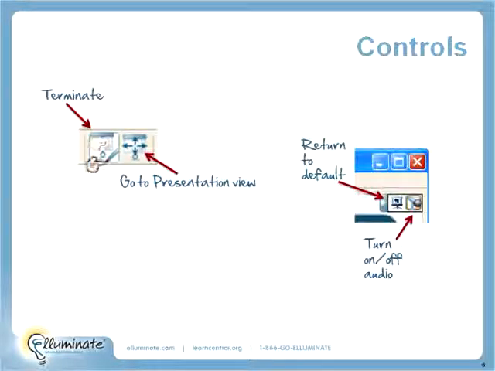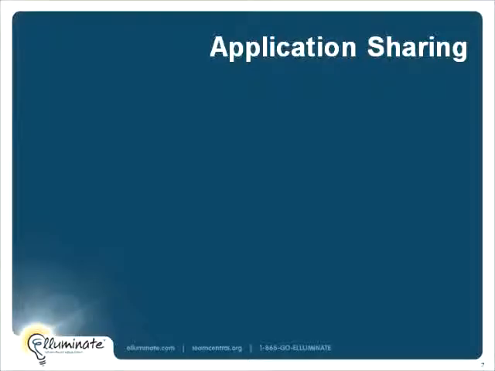So once again, to terminate, here it is blown up a little bit. This is going to take you back to just the normal whiteboard. If you want to take yourself into presentation view, click on that button. Open up the little tab. It takes you back to the default view, the first button, and the second one turns on and off the microphone. So those are the basic controls you have when you're in that presentation view.